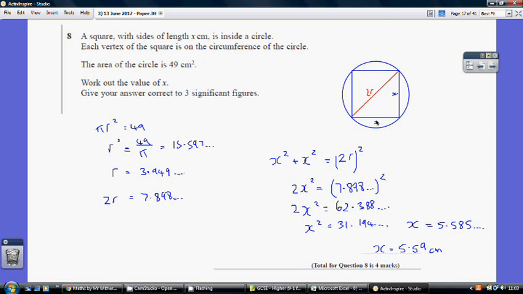So using Pythagoras, we can say x squared plus x squared equals 2r all squared. So x squared plus x squared is obviously 2x squared, and that equals our 2r, our 7.898 squared, which is 62.388... Divide both sides by 2, square root, we get x being 5.585... So to three significant figures, that's 5.59.